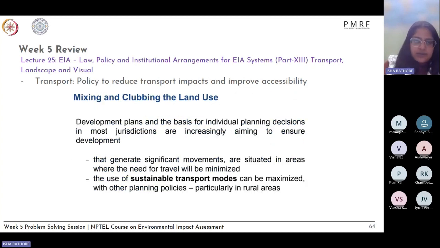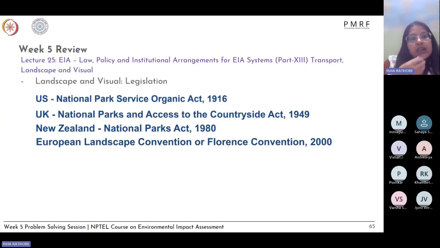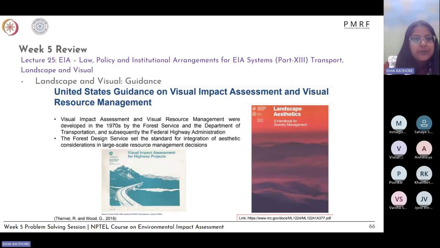We also have measures around management planning, mixing and clubbing the land use. Then for landscape and visual, we have certain legislations like the US National Park Service Organic Act, the UK's National Park and Access to Countryside Act, New Zealand's NPA, and the European Landscape Convention, or the Florence Convention. So these are certain legislations. You can read about them from the module.